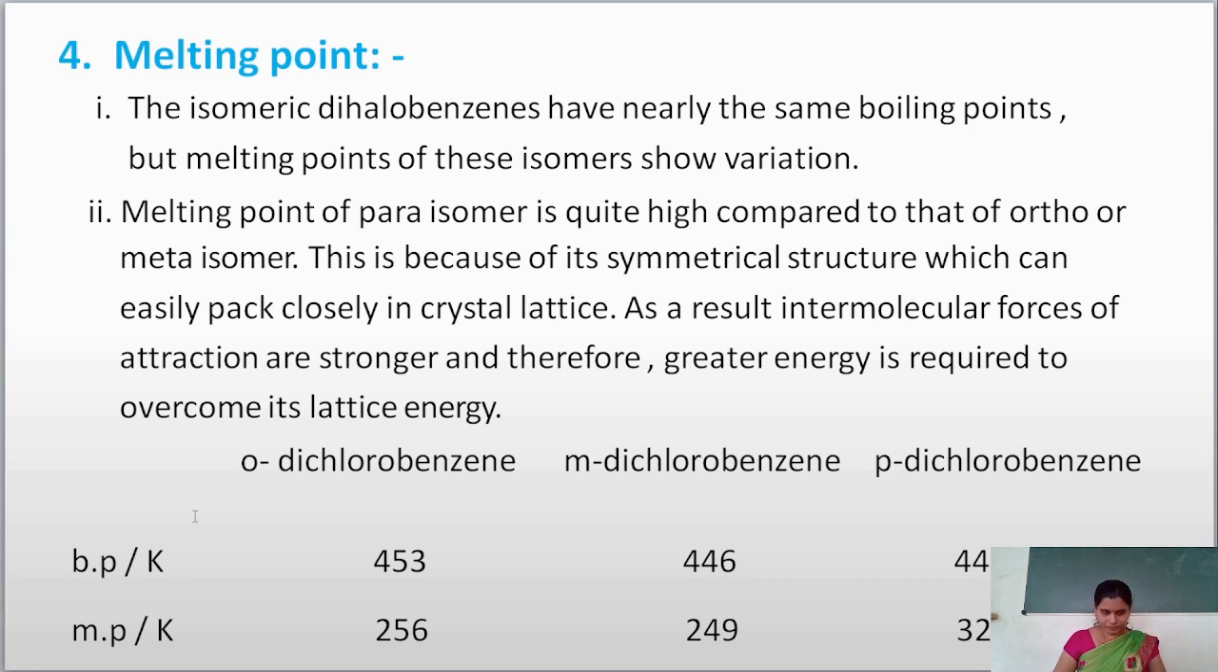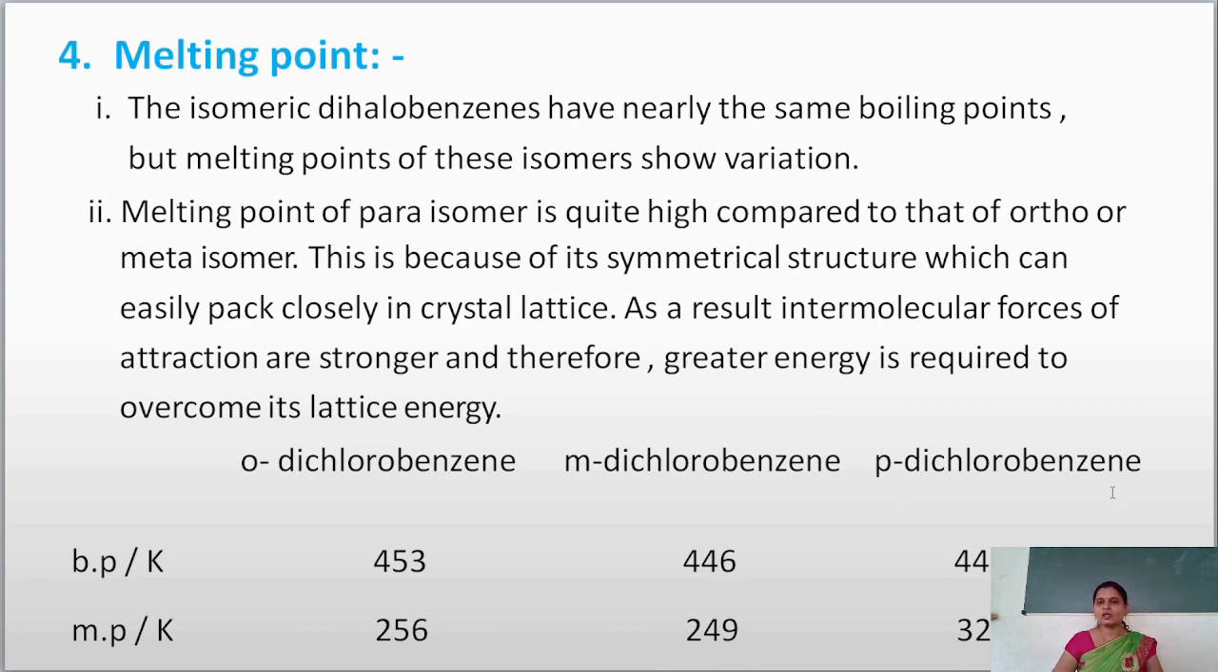So here we take some examples: ortho-dichlorobenzene, meta-dichlorobenzene, and para-dichlorobenzene. Now you will observe that the boiling points are nearly the same. Ortho-dichlorobenzene has 453 Kelvin, meta-dichlorobenzene has 446 Kelvin, and para-dichlorobenzene has 448 Kelvin. But the melting point shows variations. Ortho-dichlorobenzene has 256 Kelvin, meta-dichlorobenzene has 249 Kelvin, and para-dichlorobenzene has 323 Kelvin.